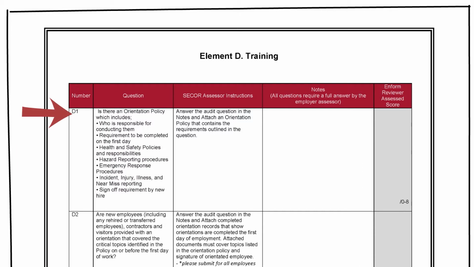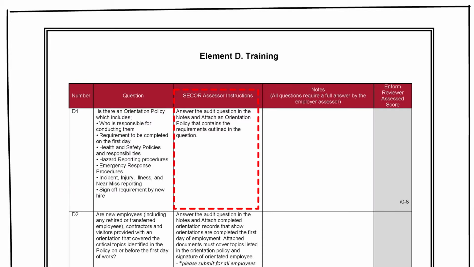Question D1 asks, do you have an orientation policy in place that includes who is responsible for conducting them? Requirement to be completed on the first day. Health and safety policies and responsibilities. Hazard reporting procedures. Emergency response procedures. Incident, injury, illness, and near-miss reporting. And sign-off requirement by new hires.